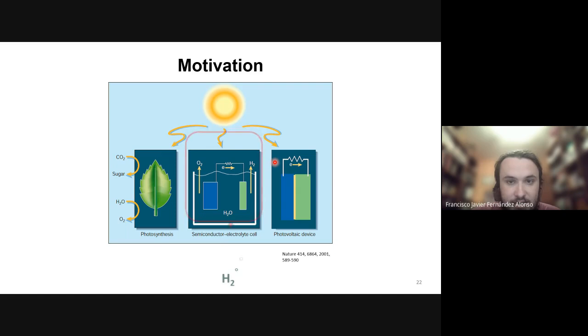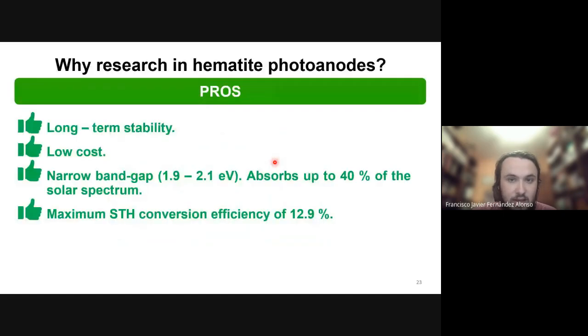So in this case, what we did was work with hematite. Hematite photoanodes are very well studied because they have very long-term stability. They are also quite cheap. The band gap is narrow, about 2 electron volts, which means that it can absorb about 40% of the solar spectrum. And also the maximum solar-to-hydrogen conversion efficiency is about 12.9%, which is quite good.